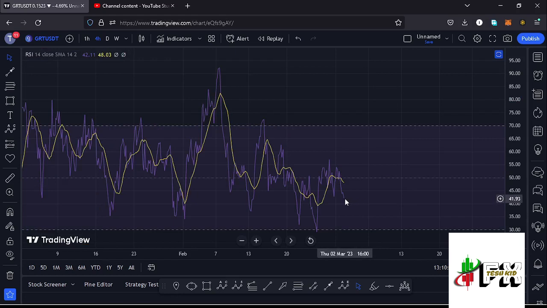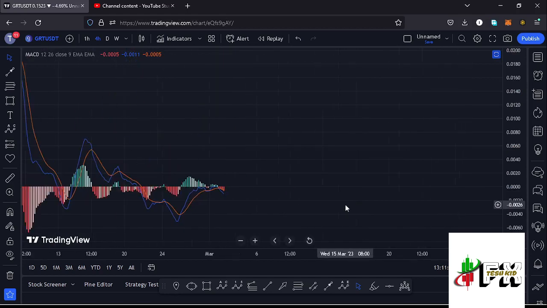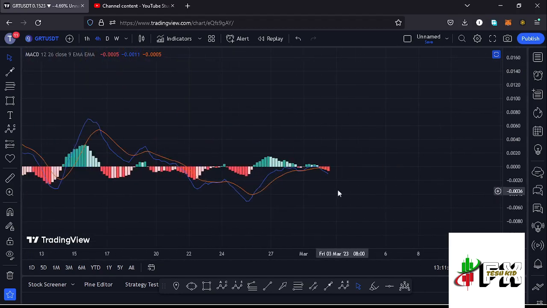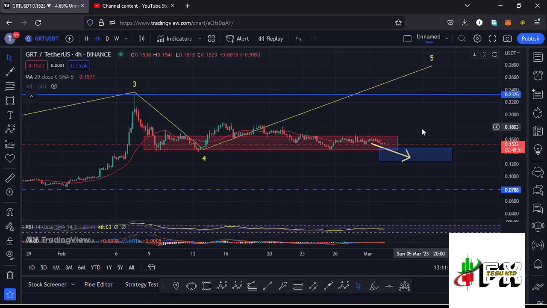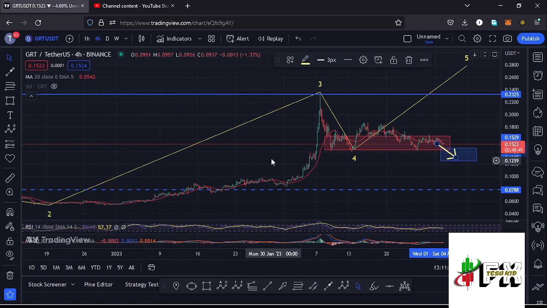On the RSI, we are trading at around the 41 mark. Also taking a look at the MACD, we have been able to print a bearish cross, and we're also seeing a bit of an increase in the selling momentum, suggesting that there are chances of continuing to push lower to get us into this blue target area and still in the formation of that wave 4.